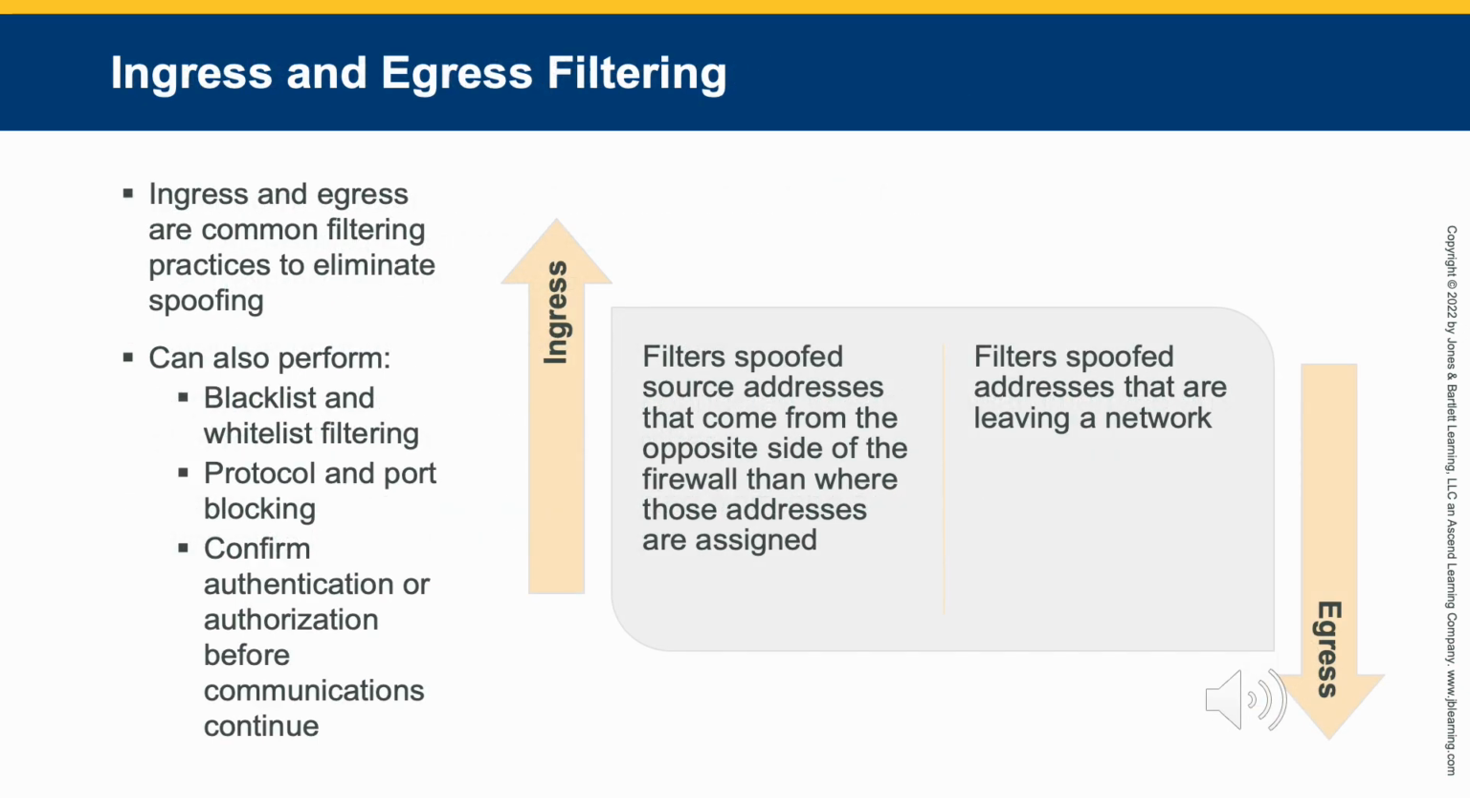Ingress and egress filtering. Ingress and egress are common filtering practices to eliminate spoofing. They can also perform blacklist and whitelist filtering, protocol and port blocking, and confirm authentication or authorization before communications continue. Ingress filters spoofed source addresses that come from the opposite side of the firewall than where the address is assigned. Egress filters spoofed addresses that are leaving the network.